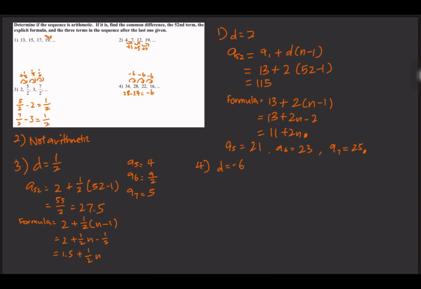Right? Now, we want to find the 52nd term, A52. Well, we remember that, of course, the formula is A1 plus d times n minus 1. So, A1, what is our first term? 34 plus d, well, our difference is negative 6, so minus 6. And n, how many terms? 52 minus 1, of course.